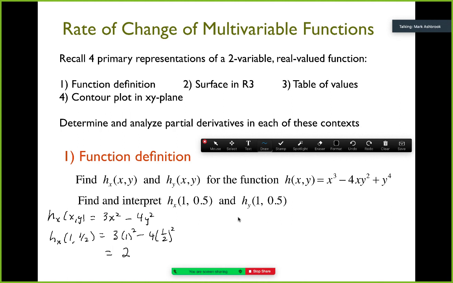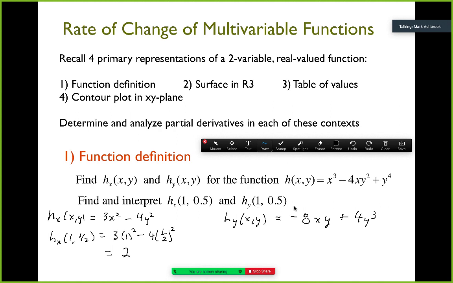Then similarly, h sub y is the partial derivative with respect to y. That first term is just going to be 0, like a constant added on. Then the minus 4x is a constant, but it's multiplied by our function, so that will make the rate of change that much greater. So negative 8xy, and then plus 4y cubed.